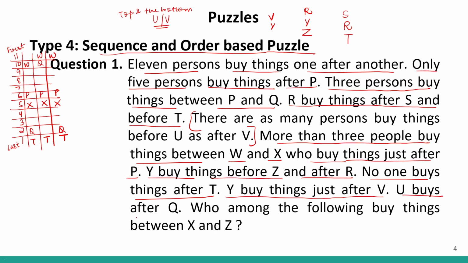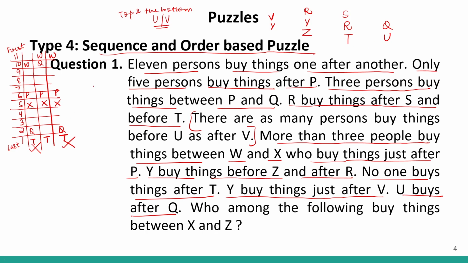U buys after Q. So it is given to us that U buys after Q. So we will consider this information. Now if you look at possibility 1 and possibility 3, do we have a position after Q? We don't. So that means these possibilities are not correct, because U will purchase after Q.